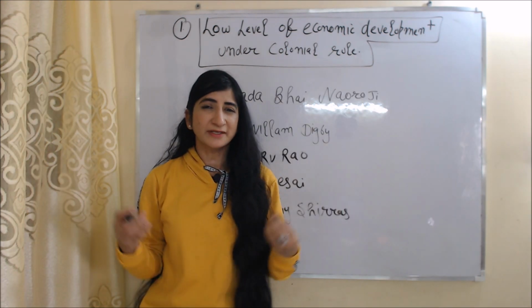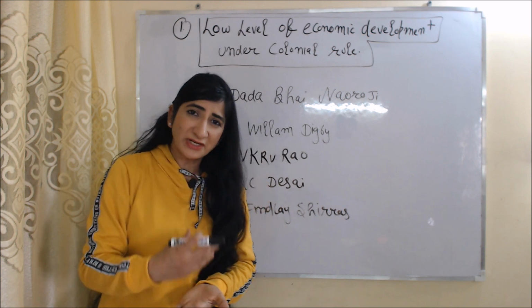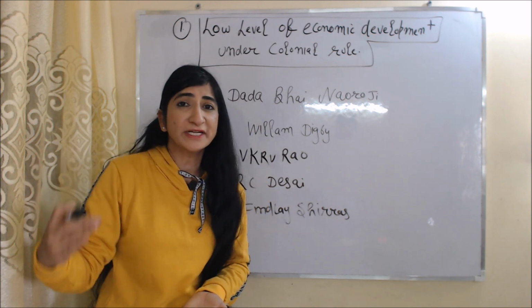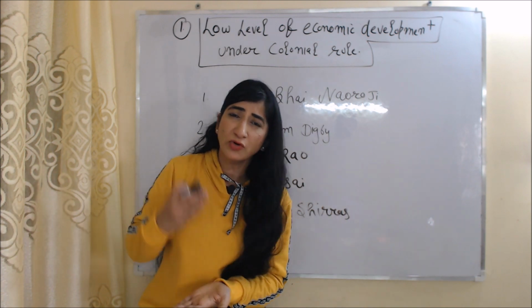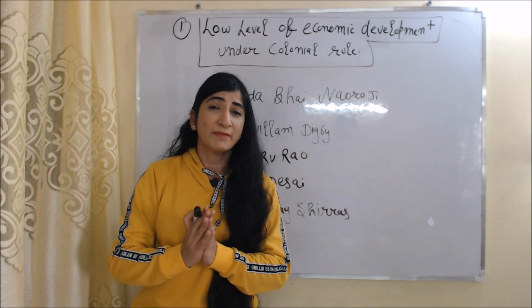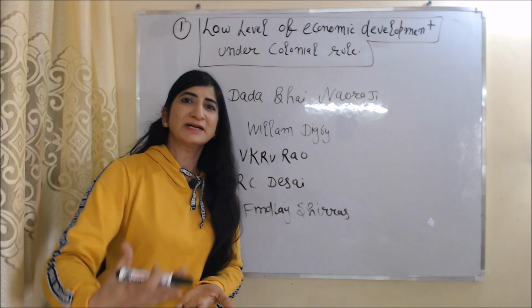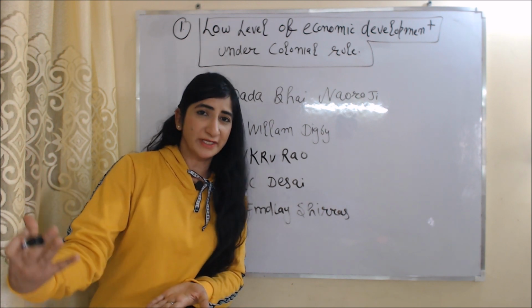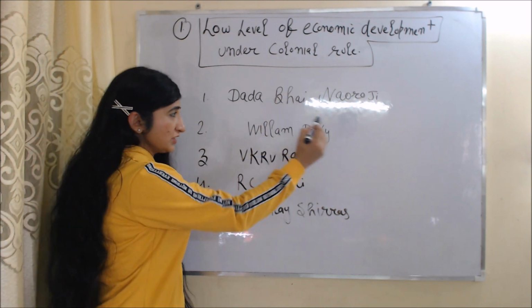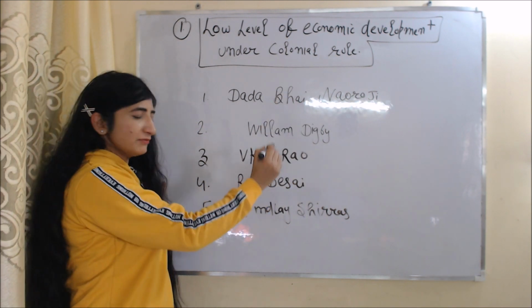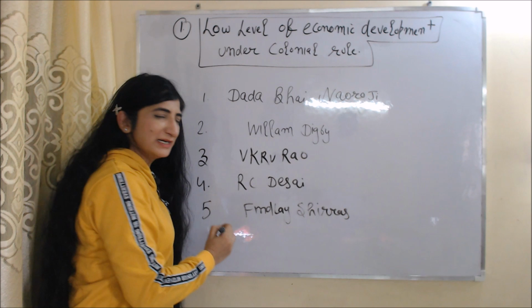The British government did not try to estimate the national income and per capita income of the Indian economy. And without knowing about national income, how can you know about the growth of any economy? But some economists tried to estimate the national income and per capita income of the Indian economy. The names of those economists are Dadabhai Naoroji, William Digby, V.K.R.V. Rao, R.C. Desai, and Findlay Shirras.